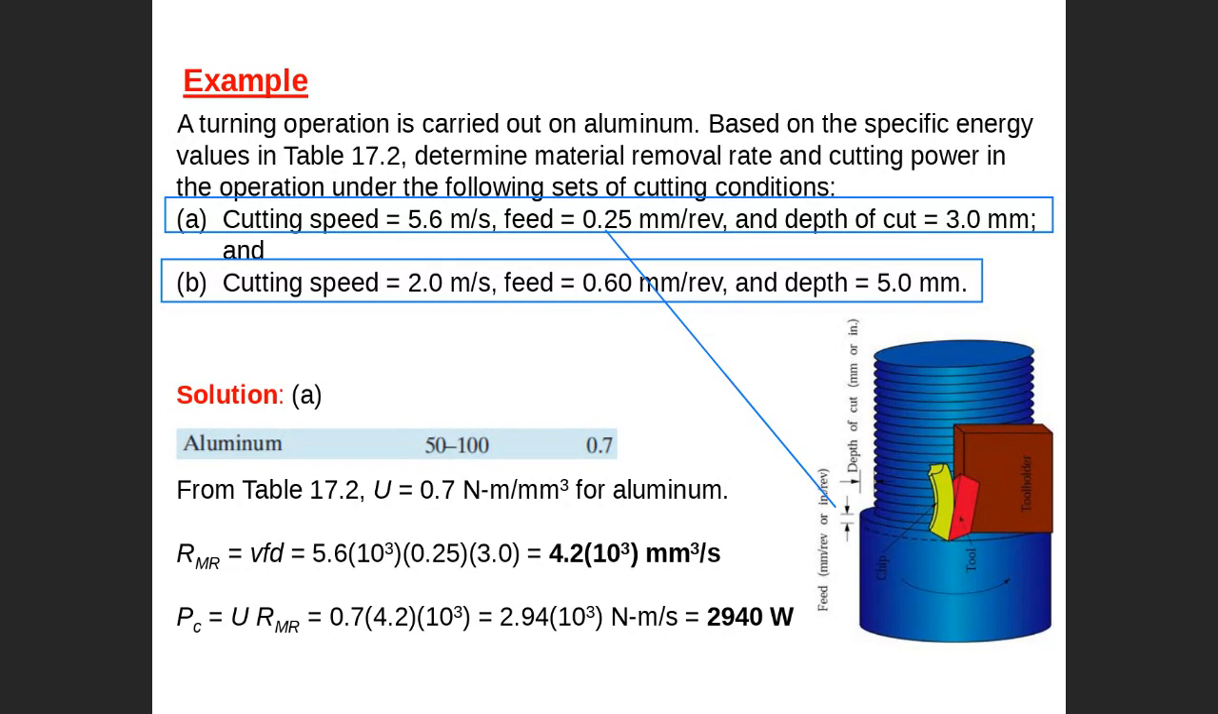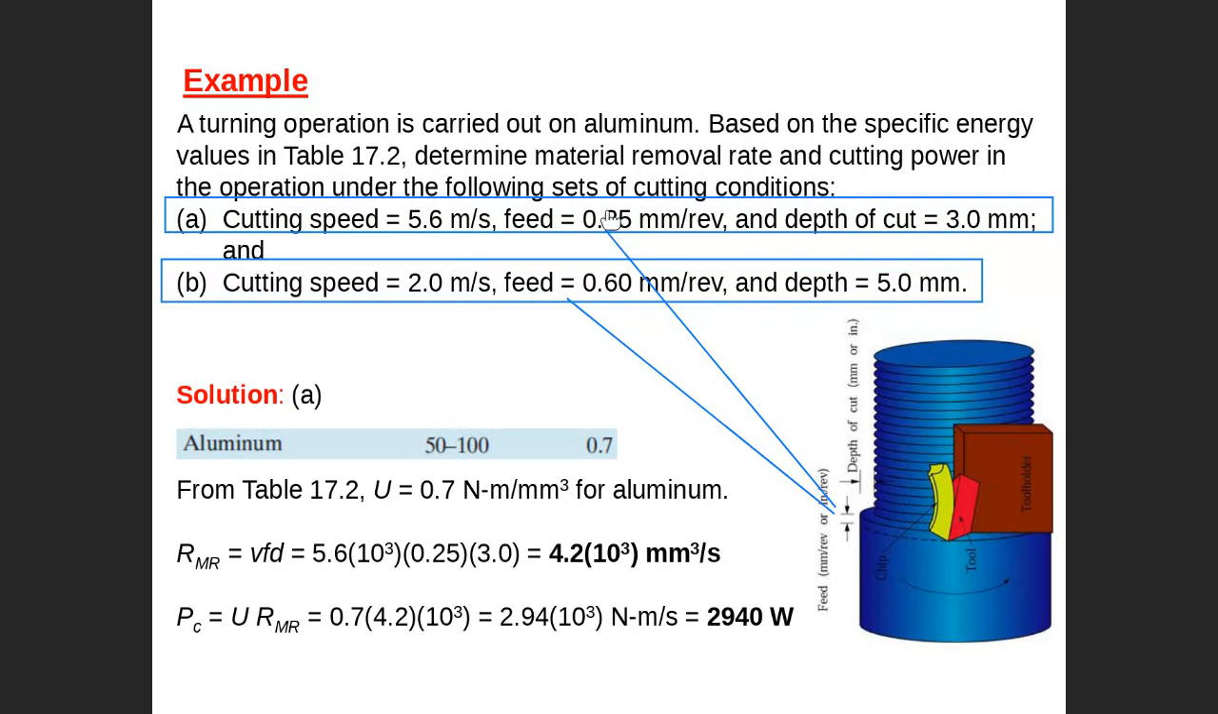So now we talk about the t0. The feed here is the t0. Depth of cut is the width of cut, so it is the same. Depth of cut 3 and depth of cut 5 mean the depth of cut here, which is also equal to the width of cut.